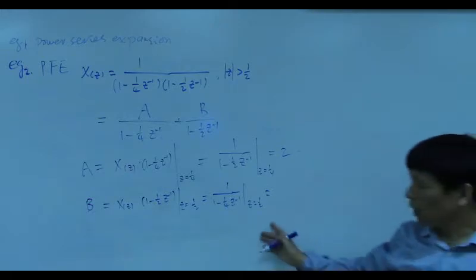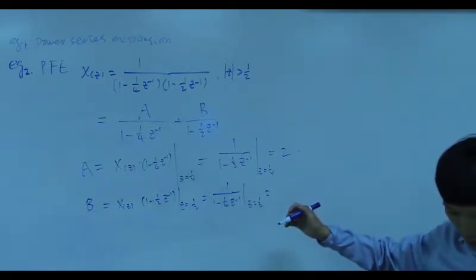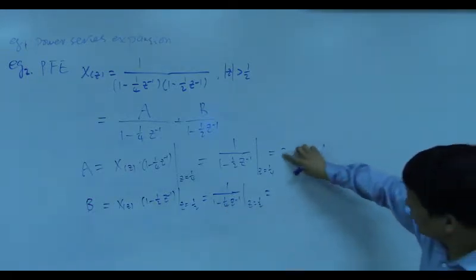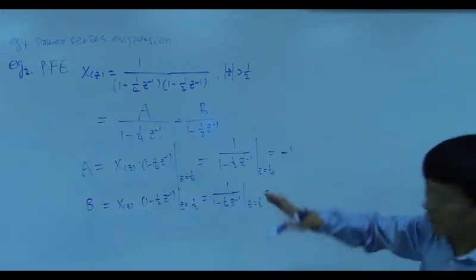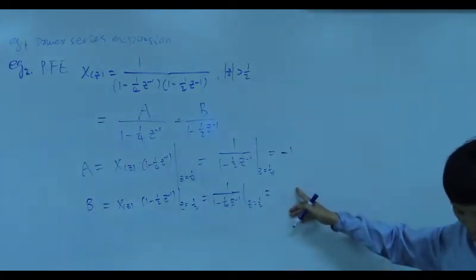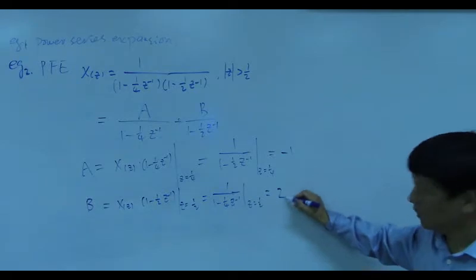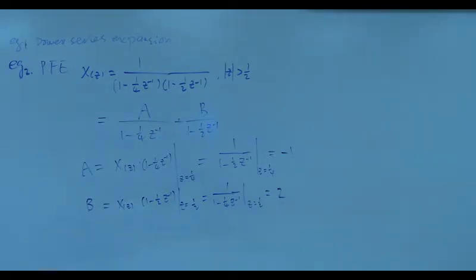We plug this one into here, and that result, oh, sorry, this one equals negative 1. Yeah, that's not right. Okay, so this one equals negative 1. Right? My mistake. And this one equals 2. I copied the wrong line. Okay, so is everything good so far? Right.